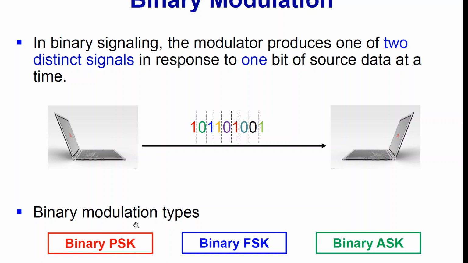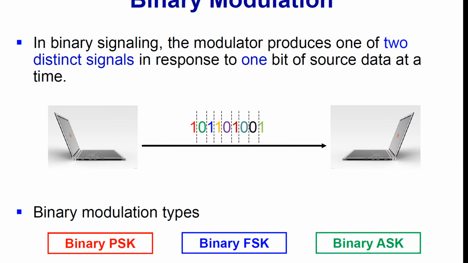There are three different types of binary modulation. One is binary PSK, binary FSK, or binary ASK. These are represented as BPSK, BFSK and BASK. The idea is like this. We are using binary modulation, so we are modulating only one bit, a single bit at a time. A single bit can be either 1 or a 0.